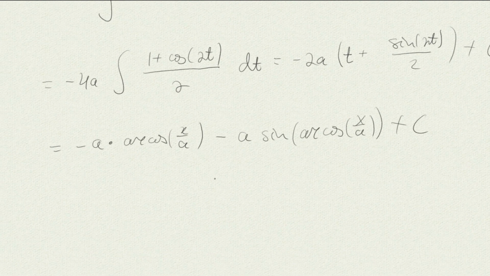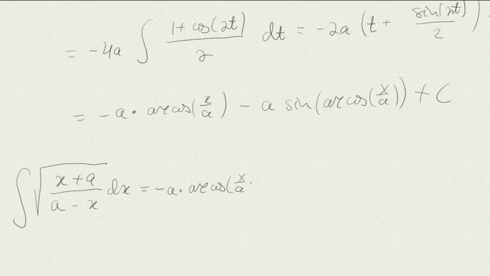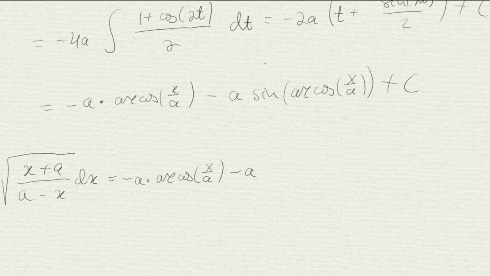And so now, if we wish, let's get back to this integral that we had. So we had this integral, x plus a over a minus x dx. So it's going to be minus a times the arc cosine of x over a and minus a. Here actually this can be written as 1 minus the square root of cosine squared of this arc cosine, and the cosine of arc cosine is just the expression that is inside. So it's going to be square root of 1 minus x over a, all of it squared, plus a constant.